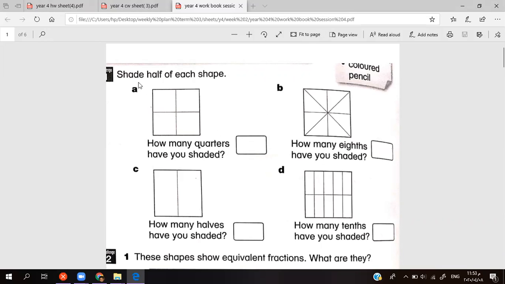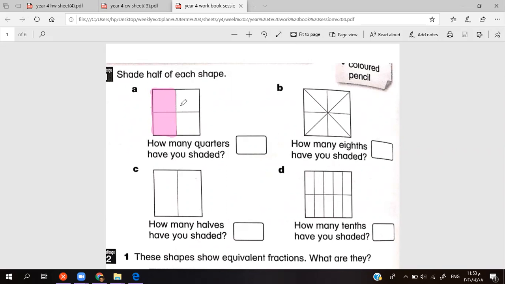Here, he's saying shade half of each shape. He wants half of the shape. So like that is the half, right? Half the shape. They are 4, so half of it is 2. Okay, how many quarters have you shaded? How many quarters? They are 4 quarters. How many quarters did I shade?